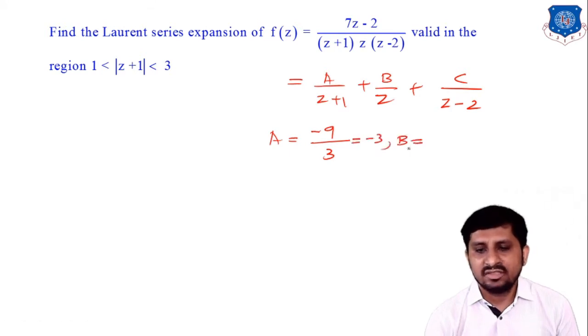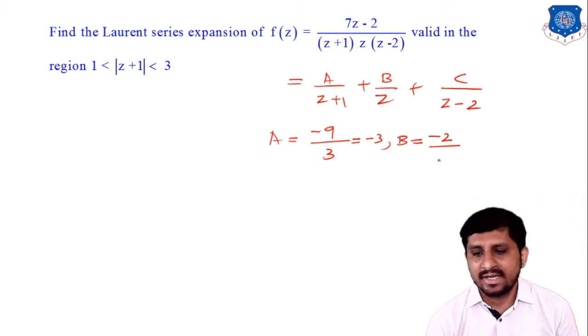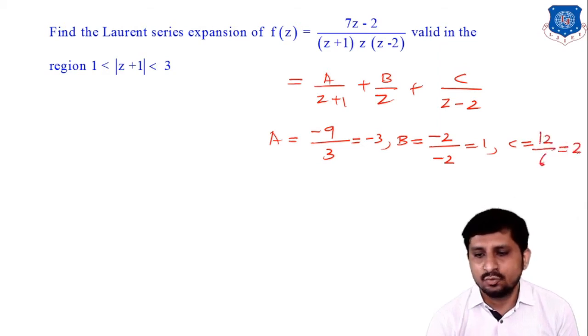Now to find the value of b, take z equal to 0. So 7 into 0 is 0, minus 2, so minus 2. In the denominator we have 0 plus 1, so 1, and here minus 2, so minus 2 divided by minus 2. So b is equal to 1. And the value of c, you take z equal to 2. So 7 into 2, 14 minus 2, 12. In the denominator we have 2 plus 1, 3, into 2, 6. So 12 divided by 6, so the value of c is 2.